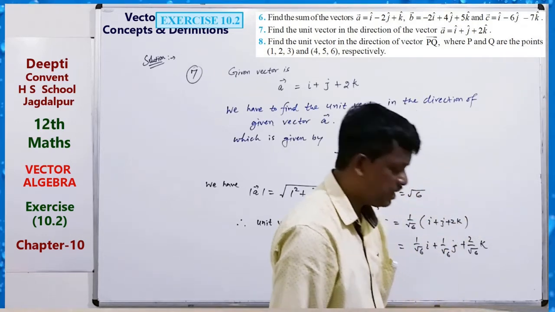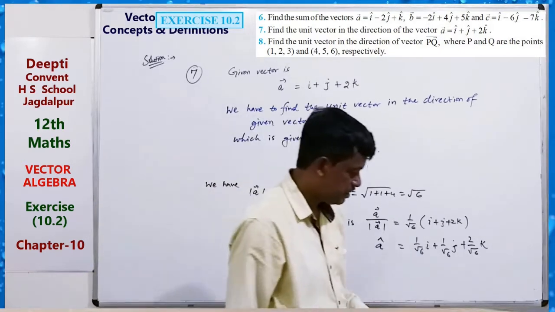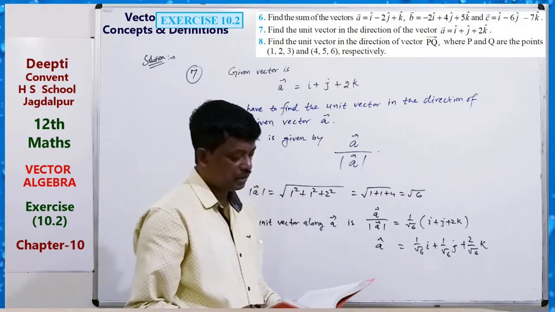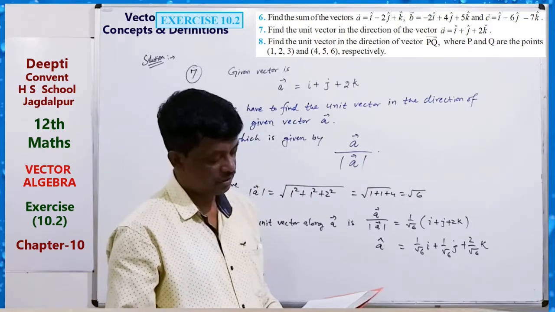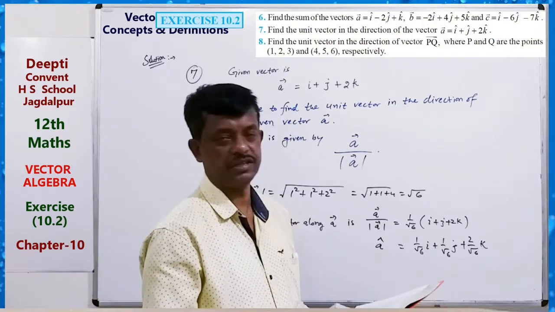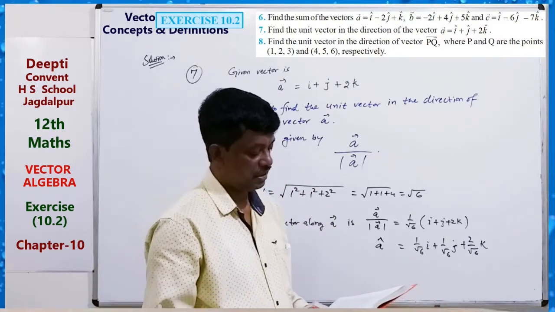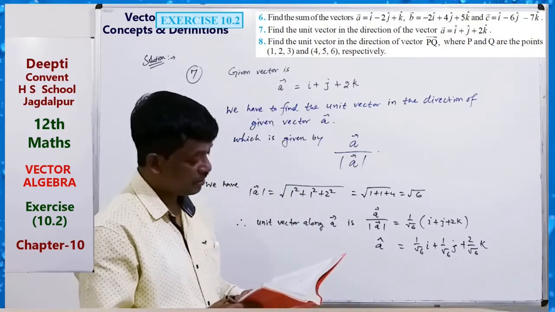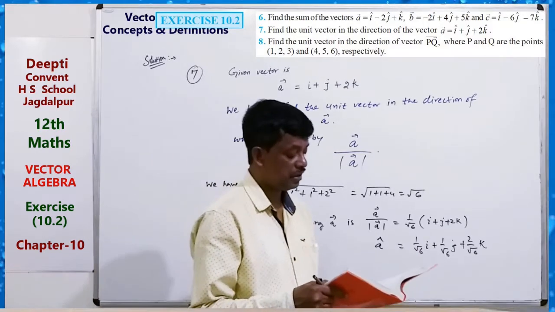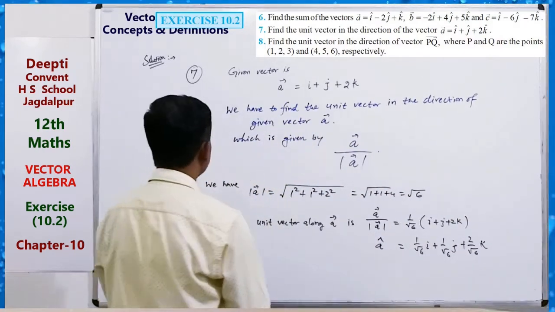Similarly, we can find the solutions of questions 8 and 9. Just see what is given. In question 8, find a unit vector in the direction of vector PQ, where P and Q are the given 3D points, 1, 2, 3 and 4, 5, 6. And in question 9, for given vectors A and B, find the unit vector in the direction of A plus B, the sum. So 8 and 9 are the same type of questions.